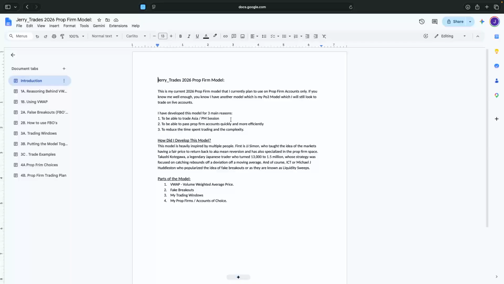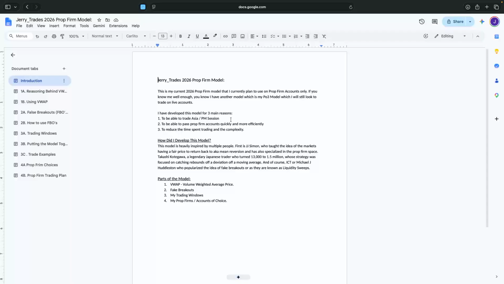So, I have developed this model for three main reasons. One, my original Power 3 model, I really couldn't trade PM session or Asia session. As you know, Asia session has been printing out really well. So this model is pretty easy to plug and play with all your different sessions, right? So I want to be able to trade Asia and PM session more. Two is to be able to pass prop firm accounts quickly and more efficiently.